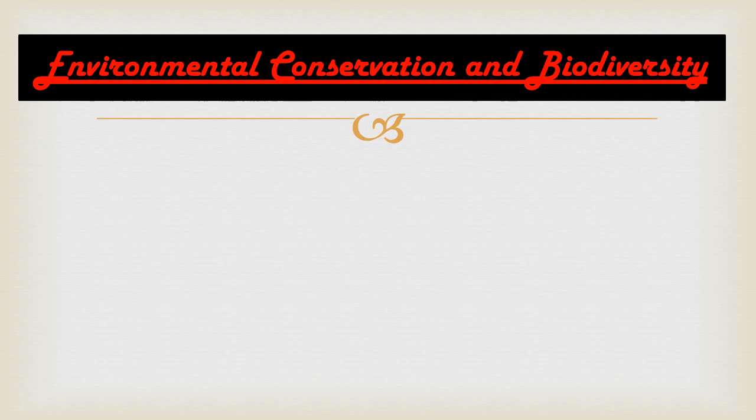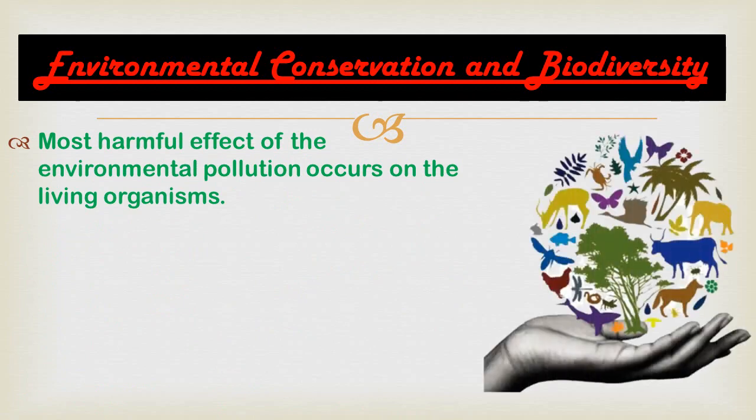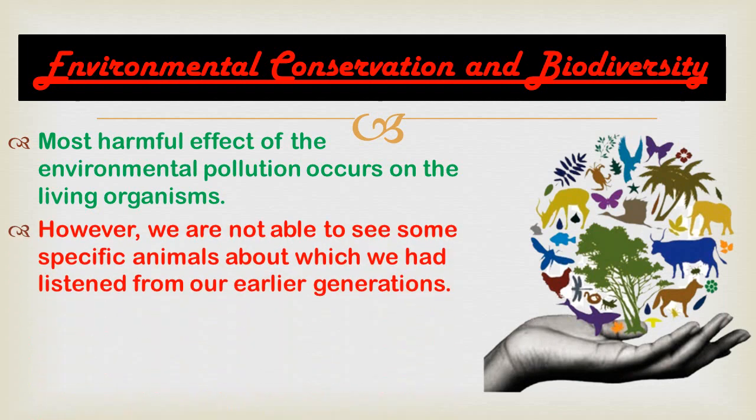Okay, now the next topic is environmental conservation and biodiversity. Students, the most harmful effect of environmental pollution occurs on living organisms, and our living world has been richly diverse. It consists of varieties of plants and animals, right? However, we are not able to see some specific animals about which we had heard from earlier generations, like the dinosaur. We didn't know the origin of the dinosaur, we just heard from our earlier generations about the different species.